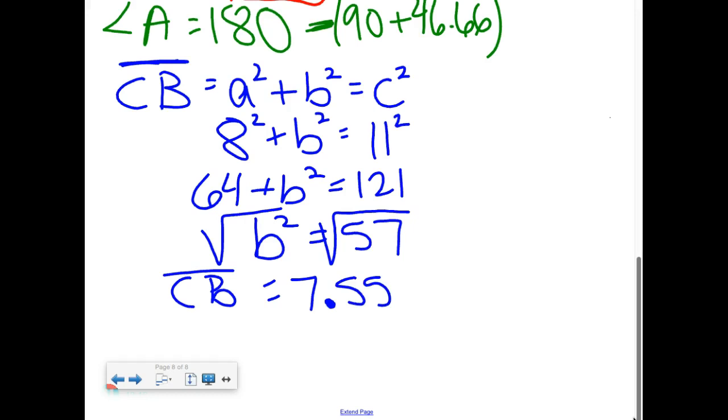We have all three angles. So we are done. Okay.